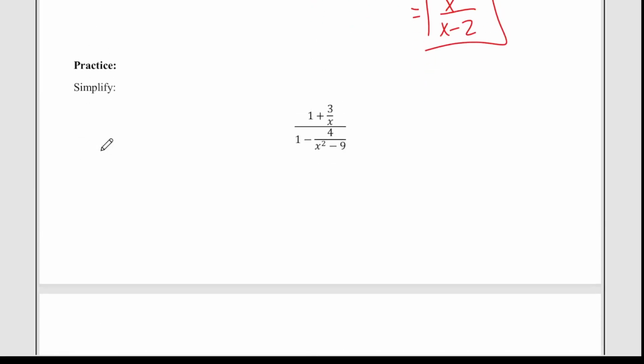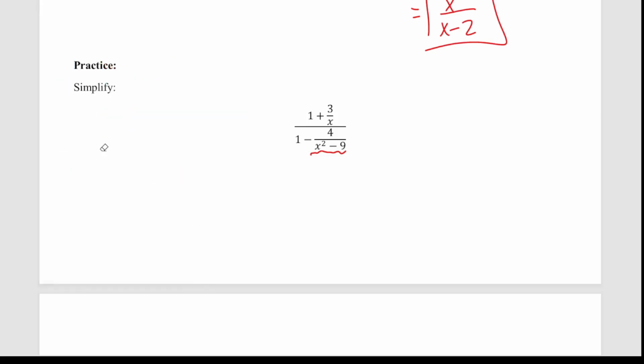Go ahead and try this next one. I would encourage you to sort of pre-factor this initial denominator for this next one, and your least common denominator, as a hint, is going to be a little bit long.